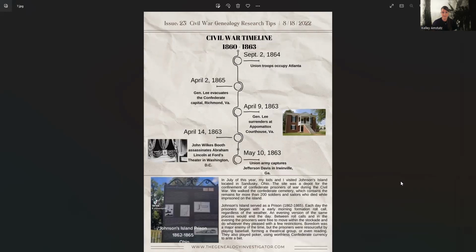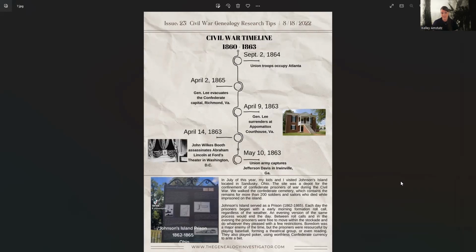And then we're kind of running it out here. Union troops occupy Atlanta, September 2nd, 1864. General Lee evacuates the Confederate capital in Richmond, Virginia in 1865. General Lee surrenders at Appomattox Courthouse in Virginia, April 9th, 1865. Sorry, my fault. I got my dates mixed up again.